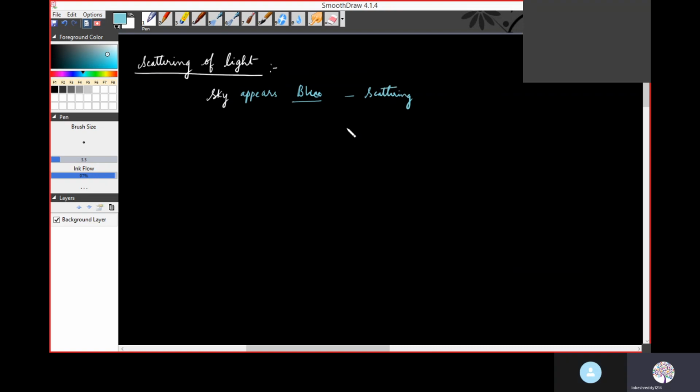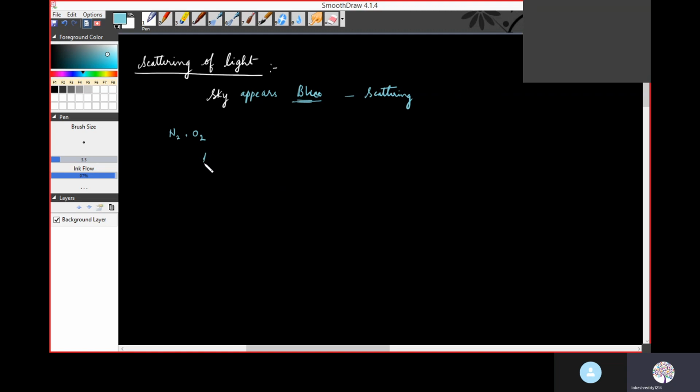Now let us see what is scattering. In our atmosphere we have mostly nitrogen and oxygen molecules, right? So these nitrogen and oxygen molecules have nearly the same size as that of blue light. So what they do is they absorb blue light and emit blue light. So that's why the sky appears blue in color.